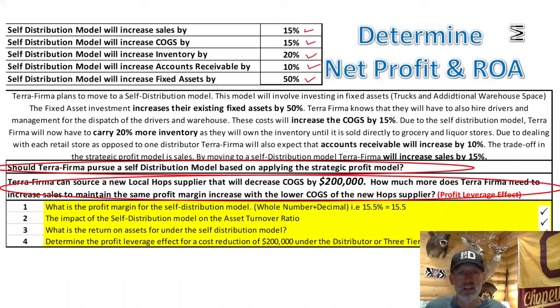Terra Firma can source a local hop supplier, and it decreases their cost of goods sold by $200,000. So what is the profit leverage effect? In other words, how much more does Terra Firma need to sell to maintain that same profit margin? You're going to apply again the profit leverage effect. Remember, the first thing you want to do, under the distributor model, is determine what their current profit margin is.